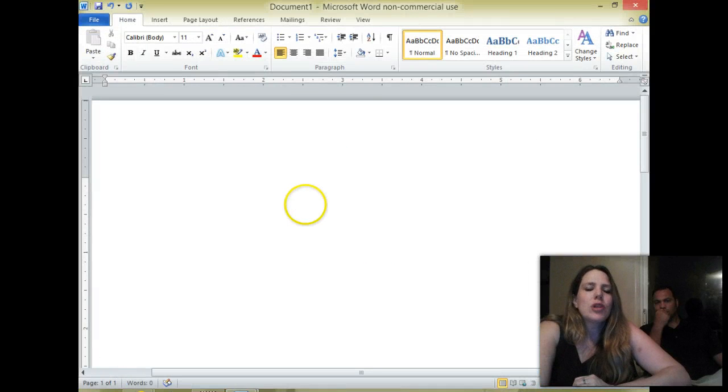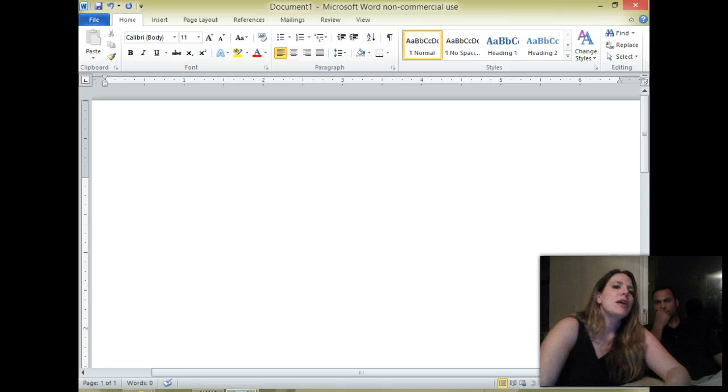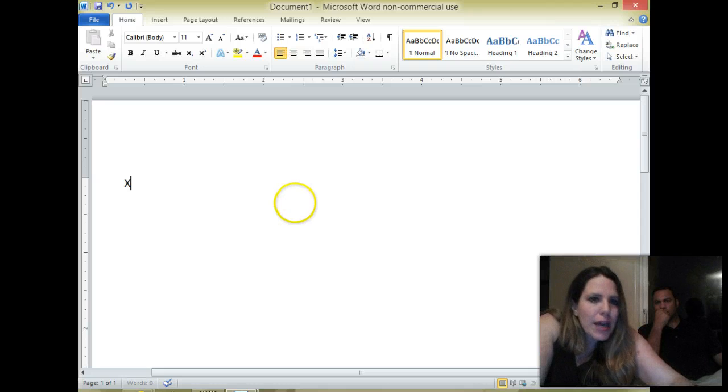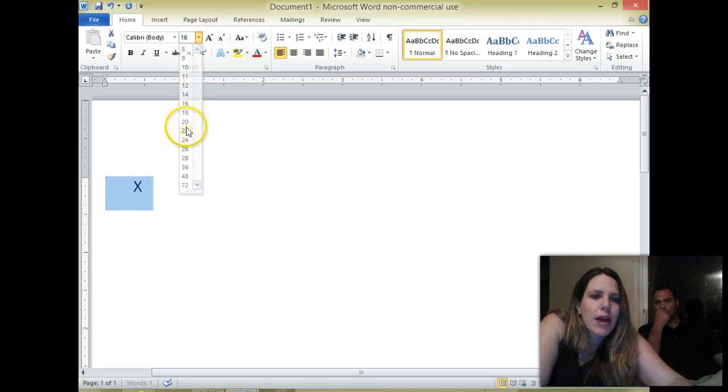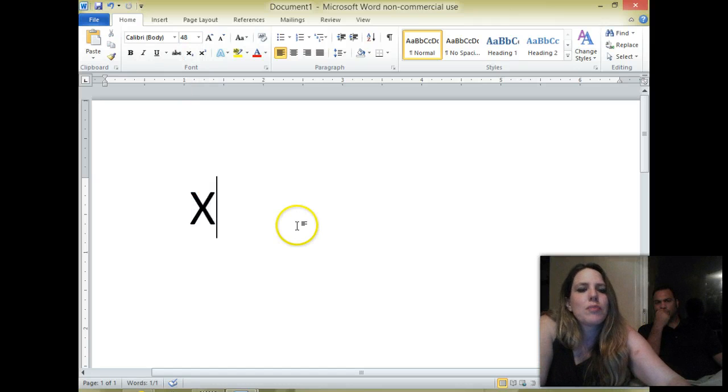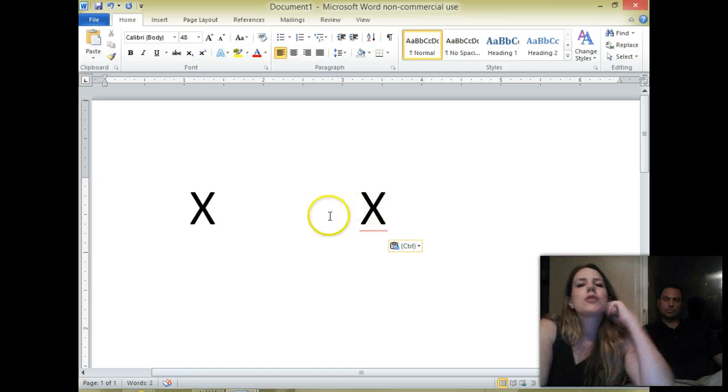So it turns out that where genes are located on the chromosome can influence how they're inherited. I'm going to draw a big X here to illustrate a chromosome. I'm going to make this guy really big. Okay, that's a good chromosome. And I'm going to put another chromosome here to represent the other parent's chromosome.